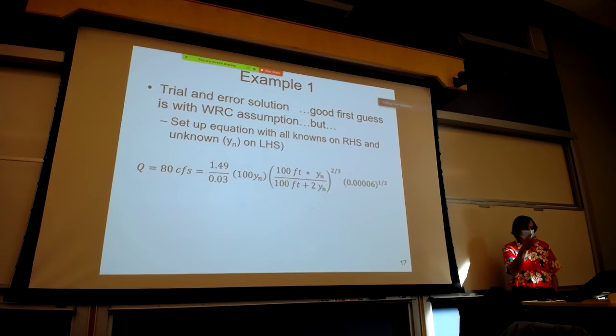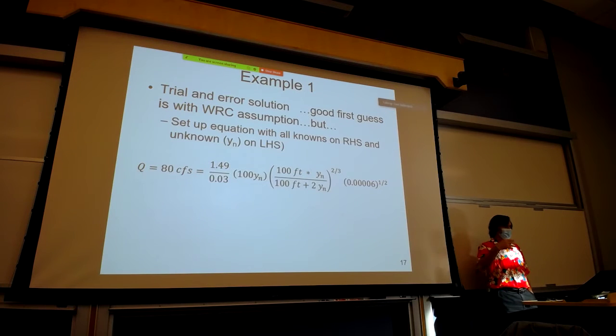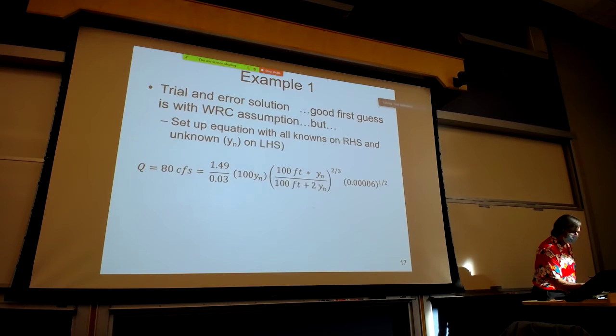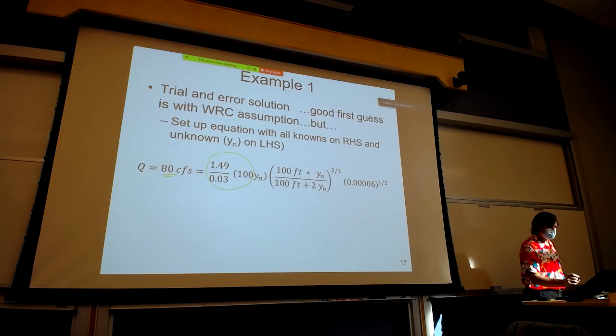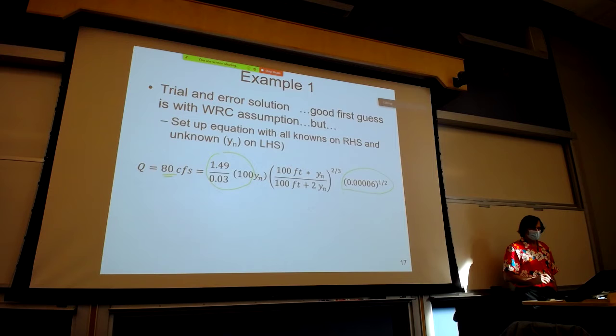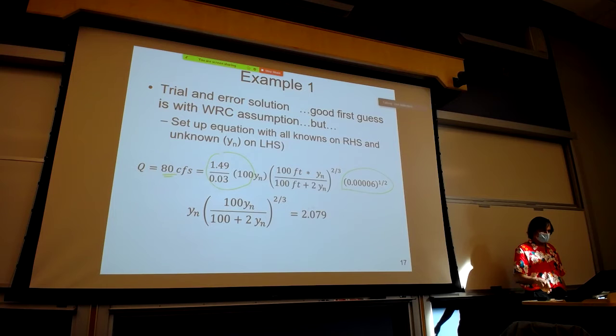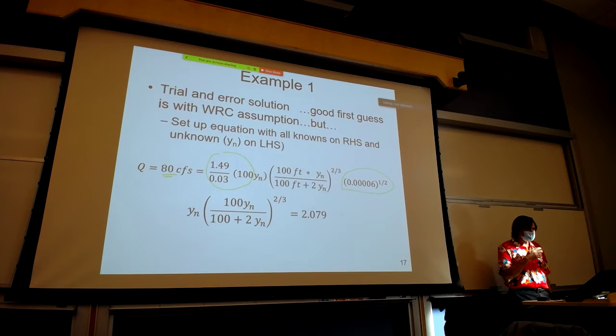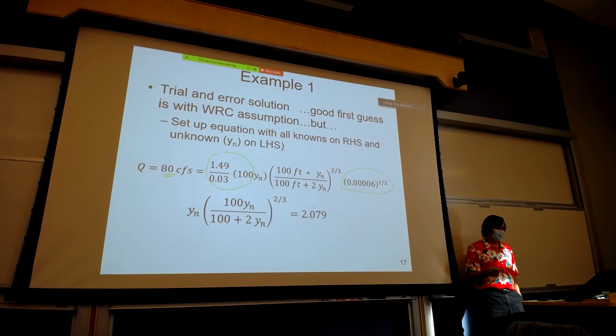So for example, this was the equation we had with the full description of hydraulic radius. And everything that we know, the 80 CFS, 1.49 over 0.03 times 100, and 0.406 to the 1/2. That's just a number. So when you rearrange this equation, this is what you get. And now for the trial and error solution, what you do is assume yn and see what the right-hand side is. And you keep guessing until you get a yn value that gives you 2.079 on the right-hand side.